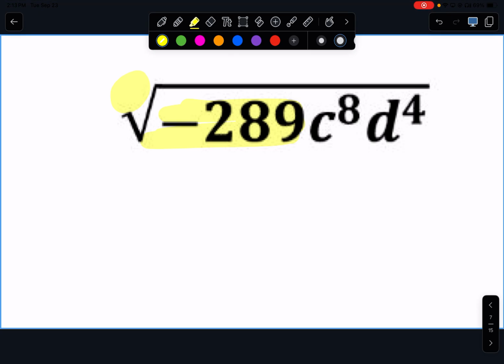Hey, look back at your chart. Talk with your elbow partner. What do you think we need to do with this? How many solutions are we going to have? And then where do we go from there? Ready? Go.